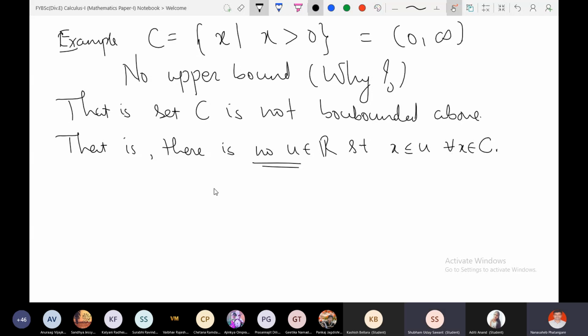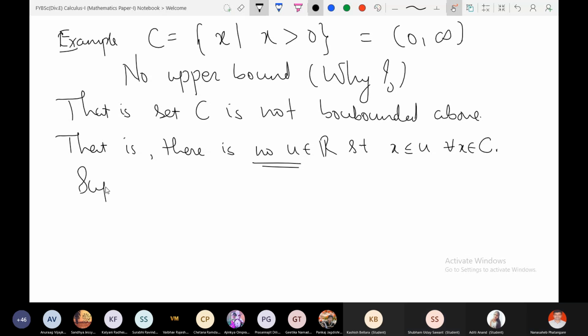We first consider a U which is greater than all elements in C. Then we can show that x plus U is greater than U, because C contains all positive numbers, and so we can prove that U cannot be greater than or equal to x plus U. So there is no upper bound. Very good.